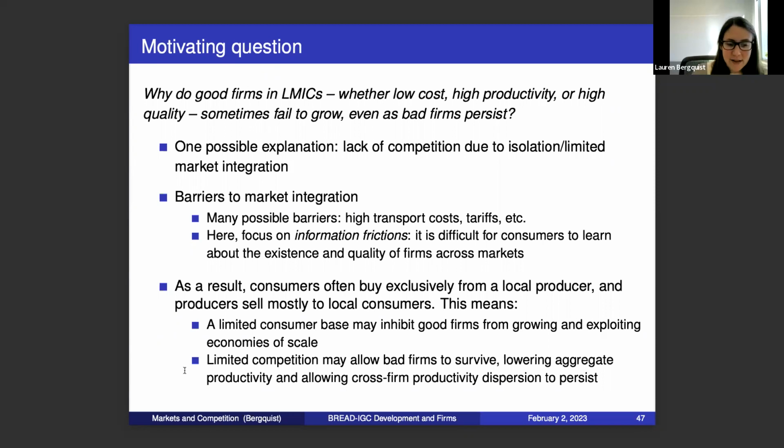The second point is that there's going to be limited competition from across markets, right? So the bad firms are not going to be competed out of the market. They're going to instead survive, and that might lead to lower aggregate productivity in the entire area, and also lead to cross-market or cross-firm productivity dispersion.